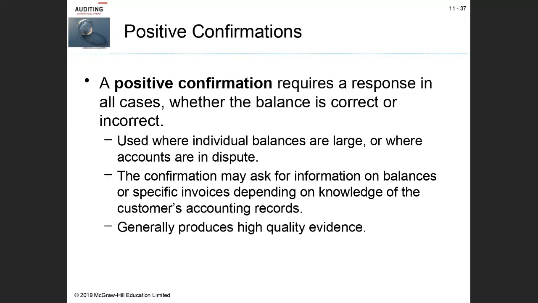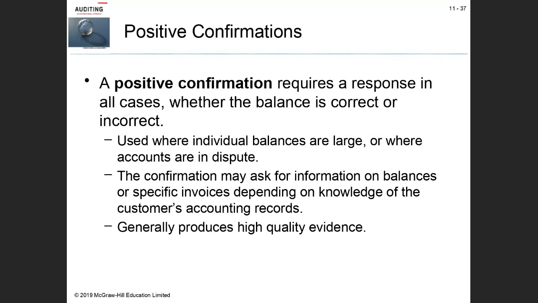Okay, PowerPoint 37 here, we're talking about positive confirmations. Again, the positive confirmation letter is on page 478 in the text. As I mentioned, when the auditor sends this out, they must get a response in all cases, right? So you have to determine, is the balance correct or is it incorrect? As it suggests here, when there are individual balances that are large or where amounts are in dispute, you would use a confirmation. So out of that $100 million, if there's only one or two customers, you use positive confirmations because you want information back.